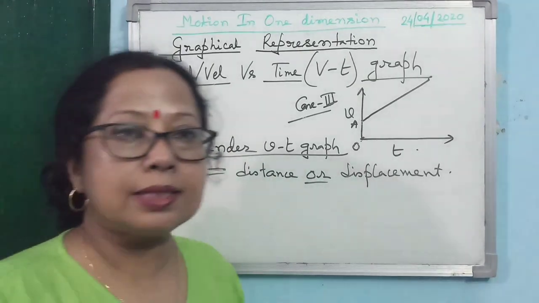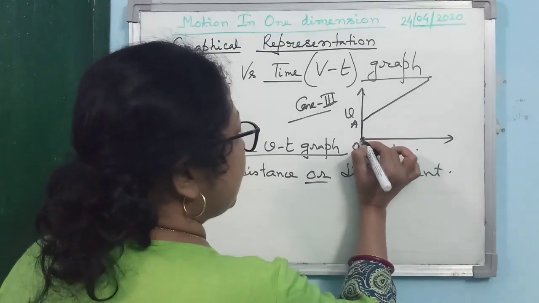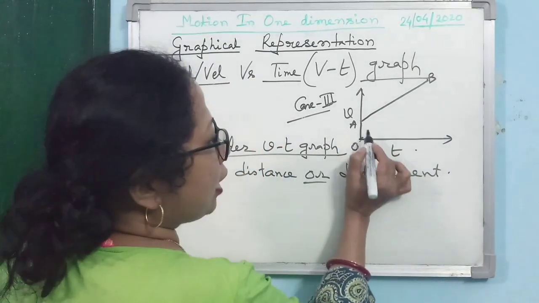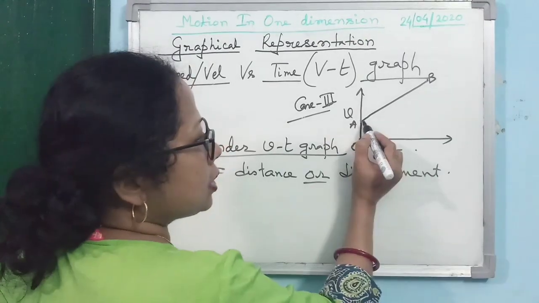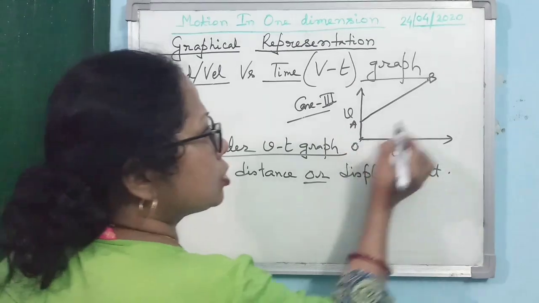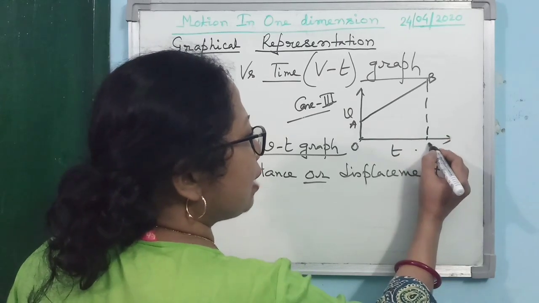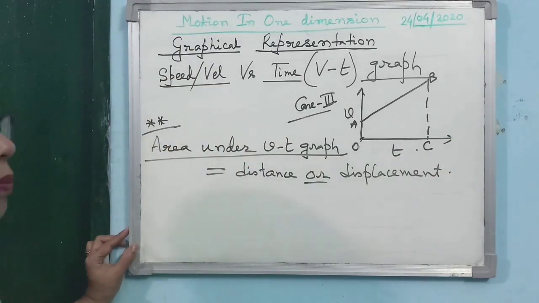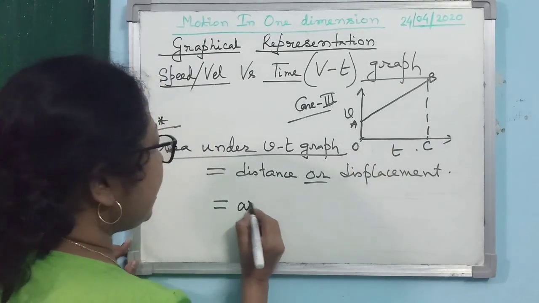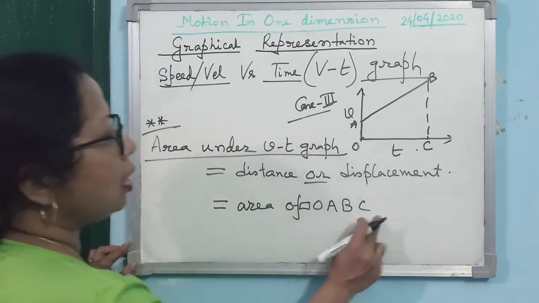Now the question arises, how can you find the area under the velocity time graph? Consider this example. Suppose AB is the graph. Area under the graph means what? From the two end points of the graph, draw a perpendicular on the time axis. Here from the point A the perpendicular is already drawn. From the point B, draw a perpendicular on the time axis, and let us consider BC is the perpendicular. Then the distance traveled in time t will be the area of the quadrilateral OABC.